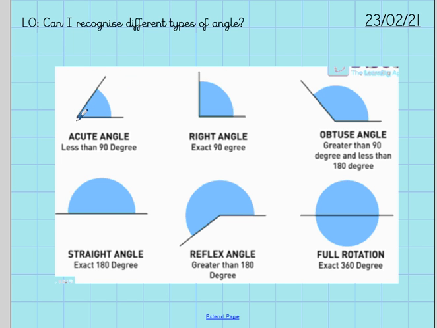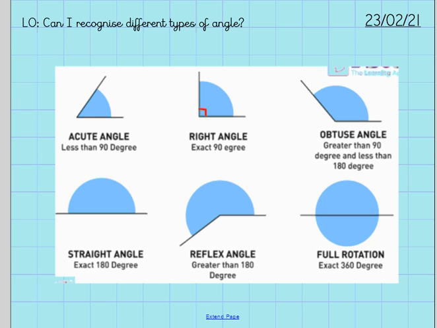So an acute angle is less than 90 degrees. Exactly 90 degrees is what we call a right angle, and we often see it labelled like that. An obtuse angle is anything that's between 90 degrees and 180 degrees. 180 degrees is a straight line. Bigger than 180 but less than 360 is a reflex angle. And a full turn is exactly 360. So really important we can understand those.